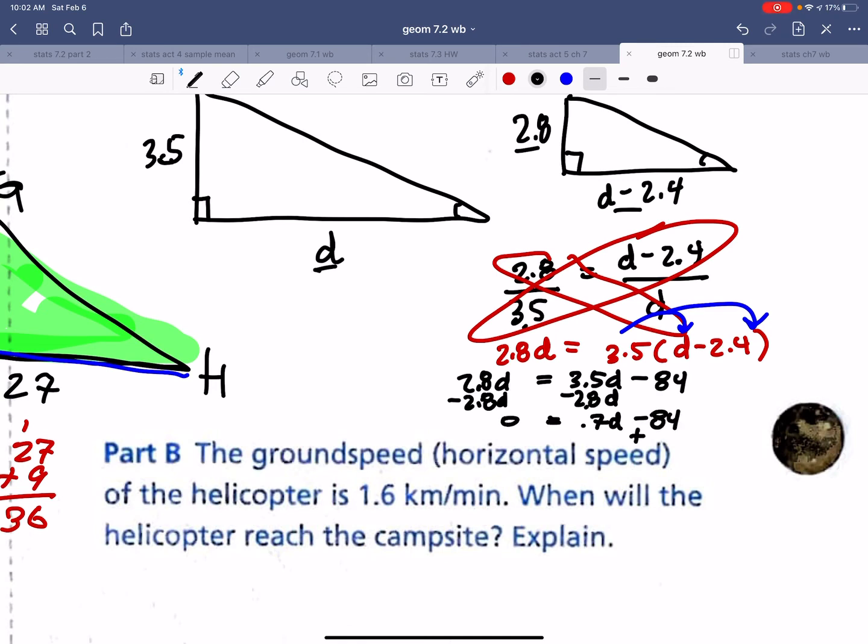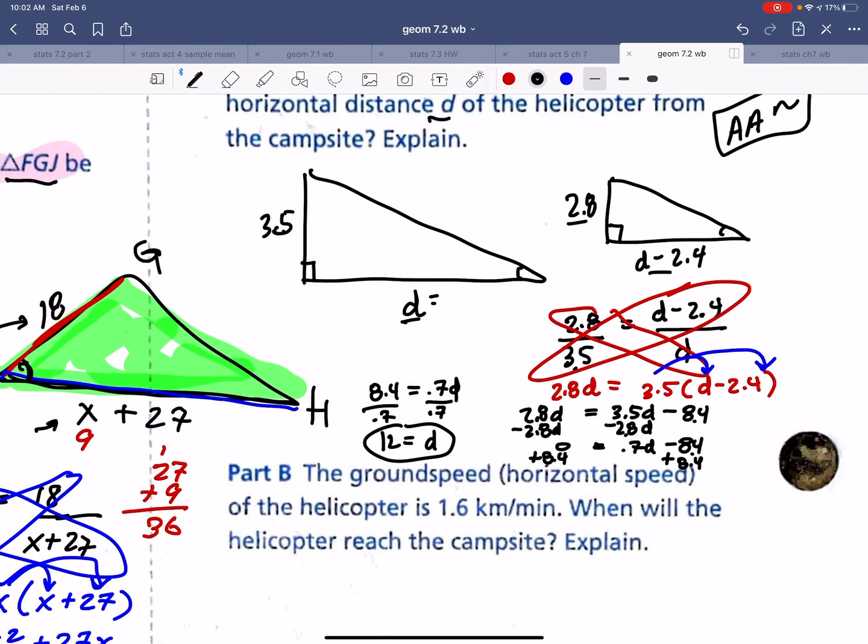And then I'll add, wait, wasn't that supposed to be 8.4? Let me double check that. Yeah, 8.4. So add 8.4 on both sides. Okay, so I get 8.4 is equal to 0.7D. Nice, I end up getting a regular old number. That's 12. So what is the distance? We got the distance is 12.